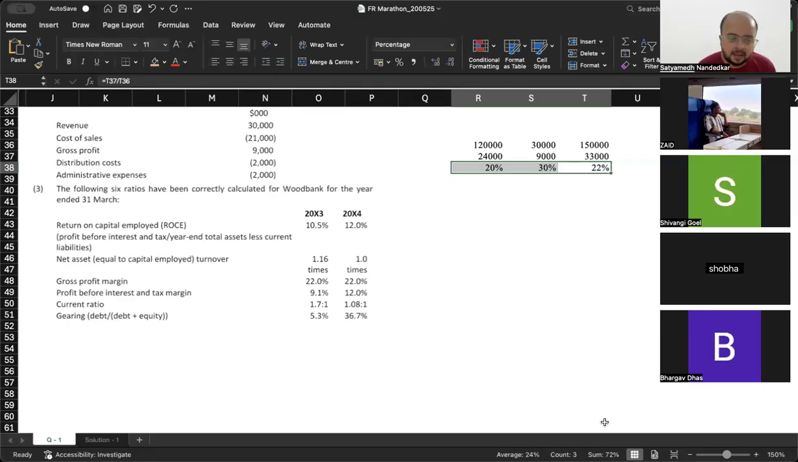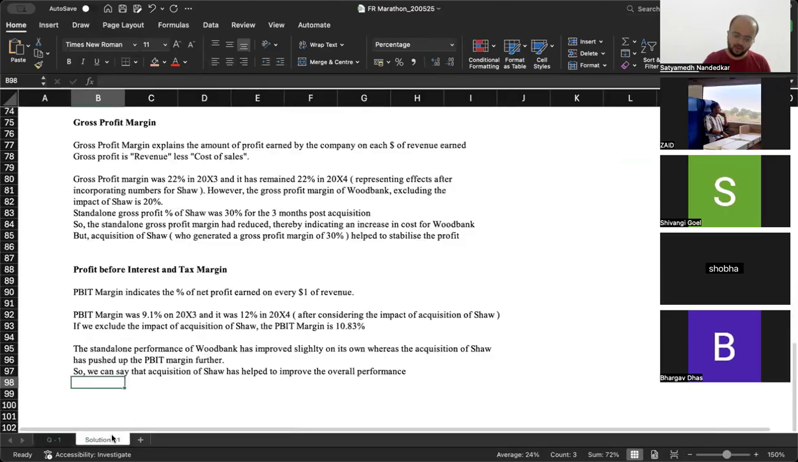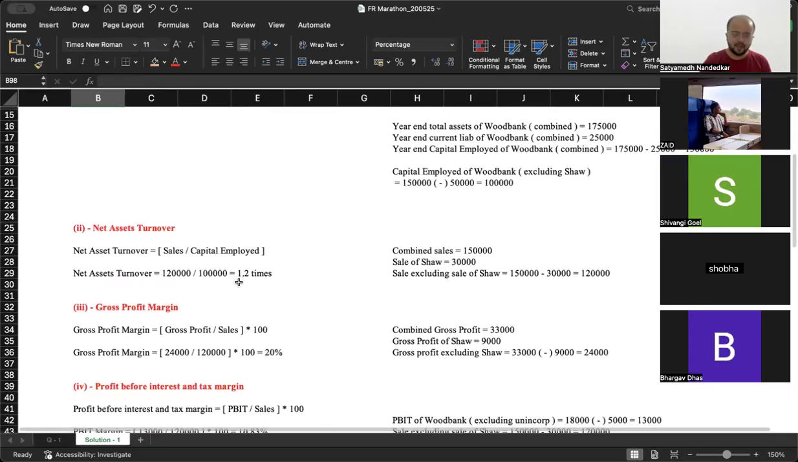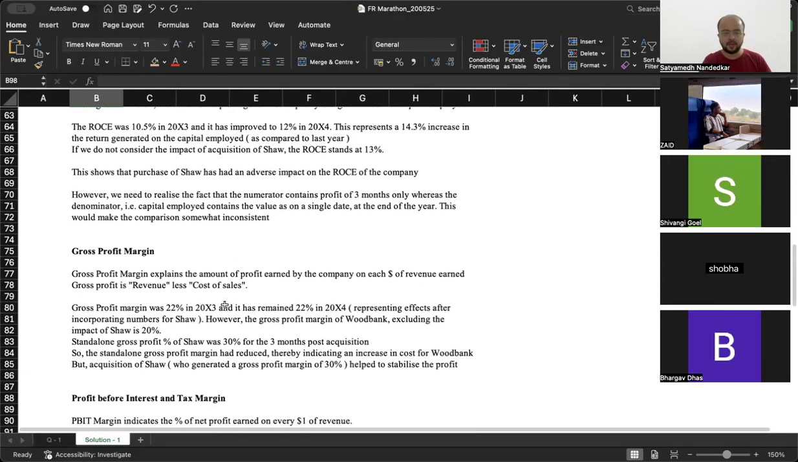Tell me something. Can the net asset turnover be used as any measure of performance? Can we do that? What does net asset turnover tell me? See, net asset turnover is basically an indicator of how well have I used the capital employed in order to generate sales. So don't you think net asset turnover could also be an indicator of financial performance? Last year, it was 1.16 times. In the current year, combined entity, it has fallen to 1.0 times. And without considering the impact of the acquisition, the net asset turnover is 1.2. I think this is a significant analysis that we can do here.